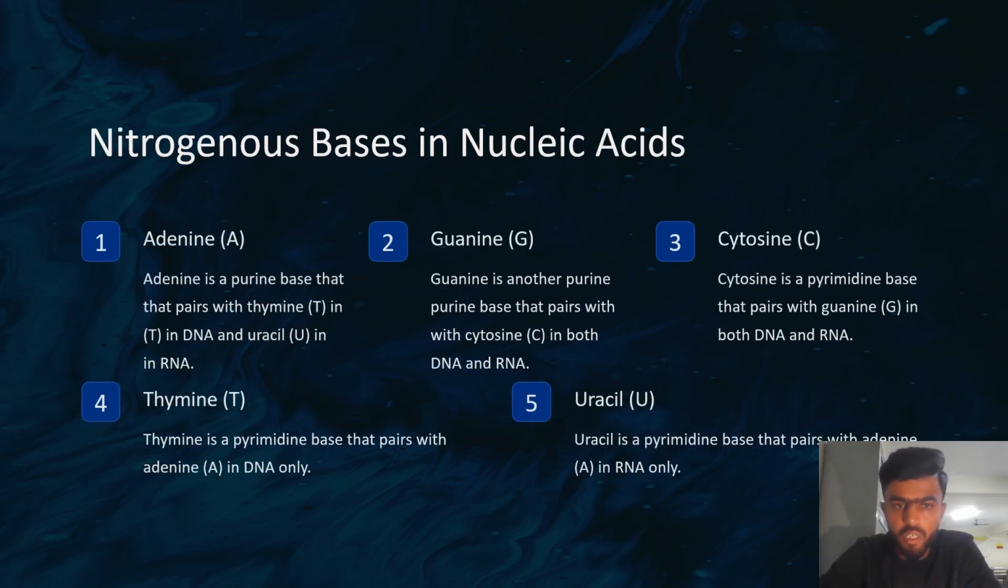Nitrogenous bases in nucleic acids. Adenine is a purine base that pairs with thymine (T) in DNA and uracil in RNA. Guanine is another purine base that pairs with cytosine in both DNA and RNA. Cytosine is a pyrimidine base that pairs with guanine in both DNA and RNA. Thymine is a pyrimidine base that pairs with adenine in DNA only. Uracil is a pyrimidine base that pairs with adenine in RNA only.